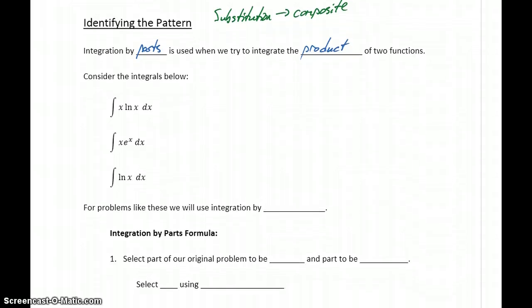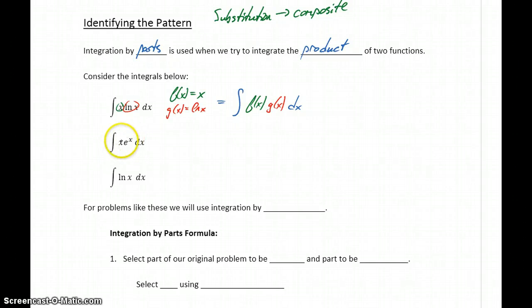So looking at each of these integrals below, we can see that in this case, for instance, we have the product of two functions, x and the natural log of x, so we could let f of x equal x and g of x equal the natural log of x, which means what we're integrating in this case is the integral of f of x times g of x dx, or with respect to x. So when we look at these problems, we need to identify that we have the product of two functions and what those two functions are.